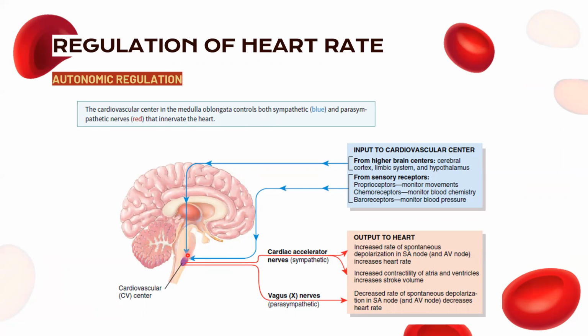Midbrain, pons, and the medulla. So the input would come from higher brain centers and from sensory receptors. And then the output of the heart would be increased through sympathetic cardiac accelerator nerves and decreased through parasympathetic vagus nerves.